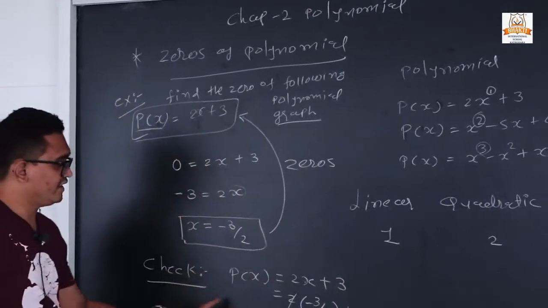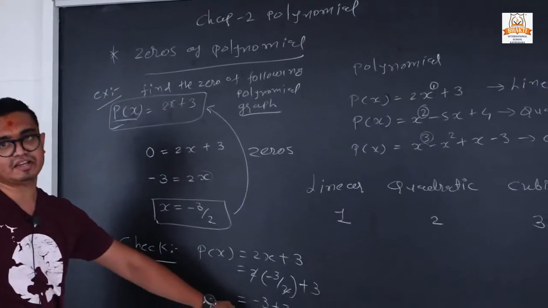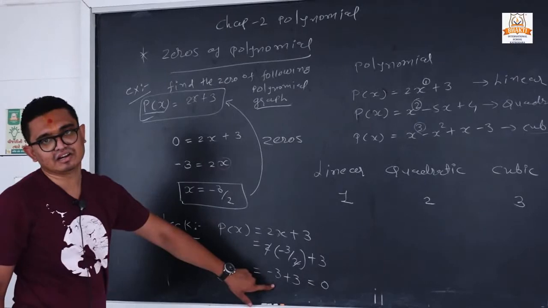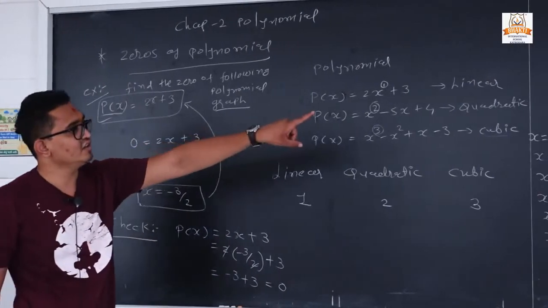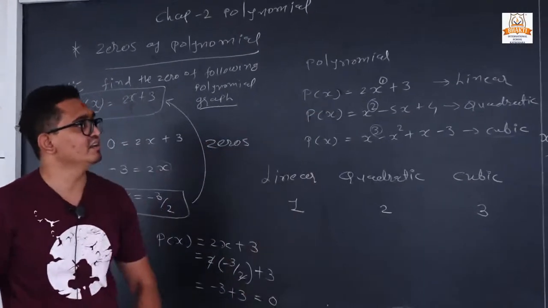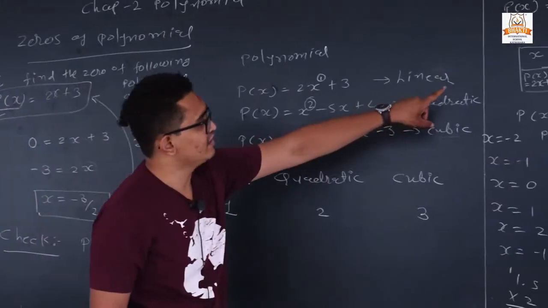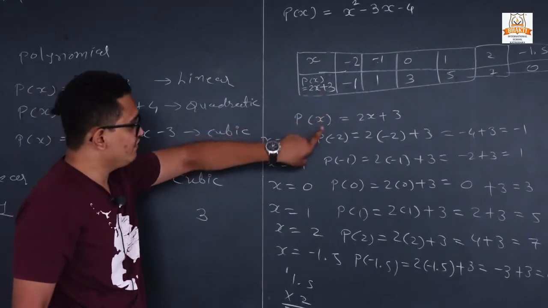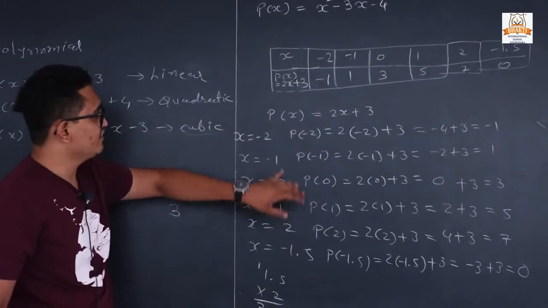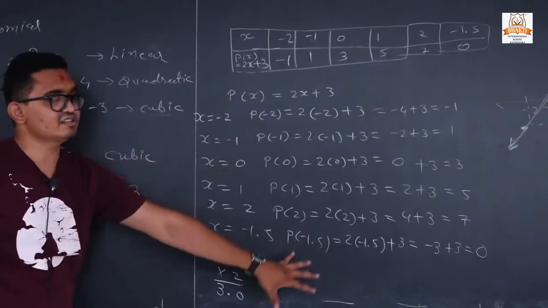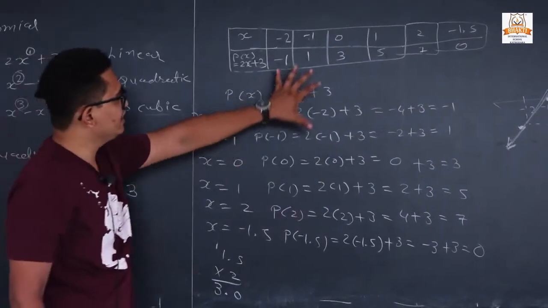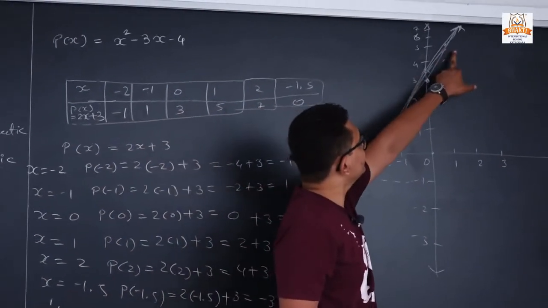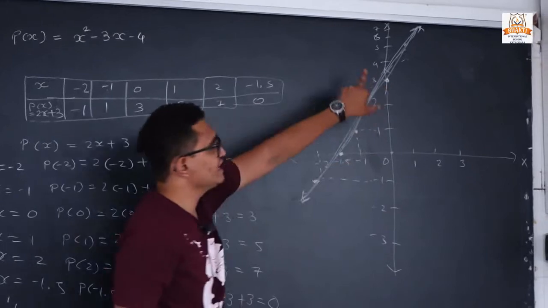First of all, we can find the zero. The first topic is, how can we find the zeros of a linear polynomial? Then we can also draw the graph of that polynomial. So if we have a linear polynomial, it is clearly a linear polynomial. If we put different values of x, we can get the different values of the polynomial, and from those values we can draw the graph.